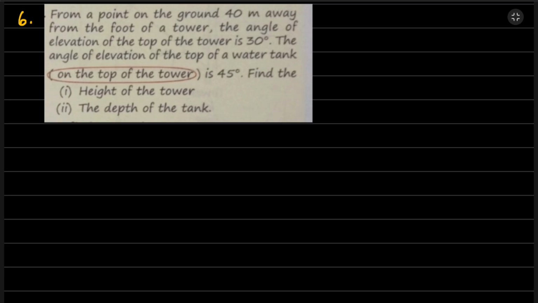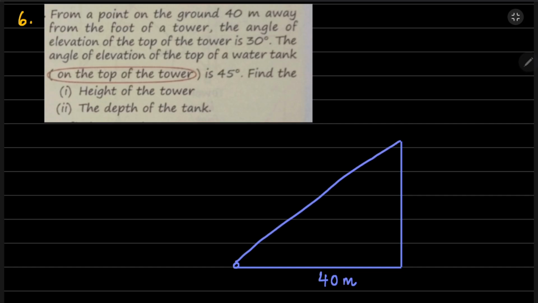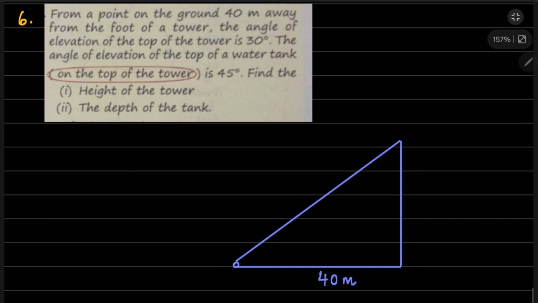From a point on the ground 40 meters away from the foot of a tower, again. So, it's the same. Let's draw the tower. From a point on the ground which is 40 meters away. So, this is 40 meters away. From a point on the ground 40 meters away from the foot of the tower, the angle of elevation of the top of the tower is 30 degrees. Let's draw the angle of elevation. Yeah, the angle of elevation of the top of the tower is 30 degrees. So this is 30 degrees.